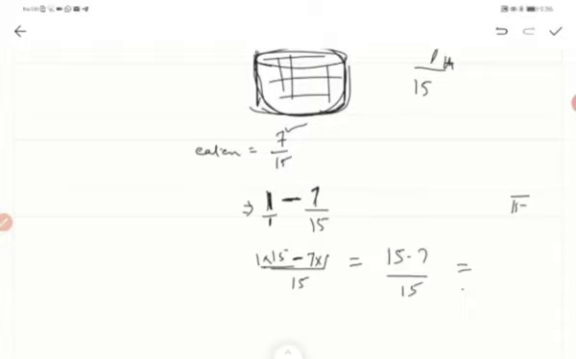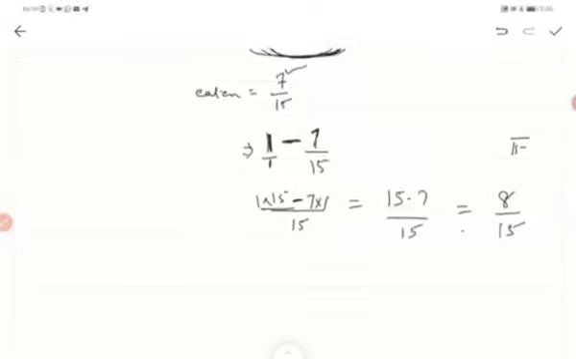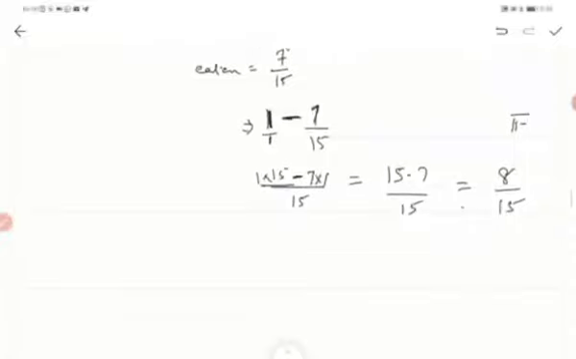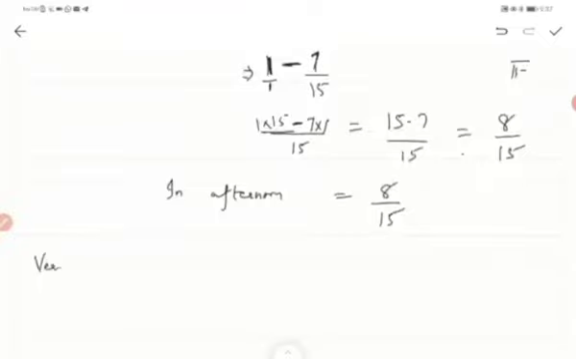So my answer is how much? 15 minus 7 is 8. It is 8 by 15. So the remaining part of the cake is 8 by 15. She had that remaining cake in the afternoon. You need to write the sentences: in the afternoon she ate 8 by 15. You want to verify whether we have done it correctly or not.